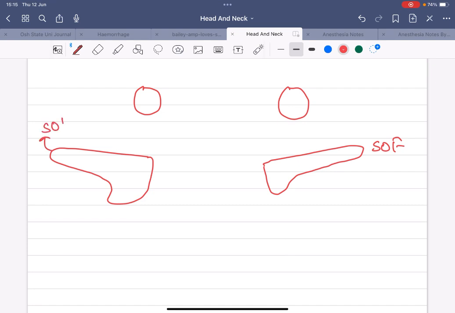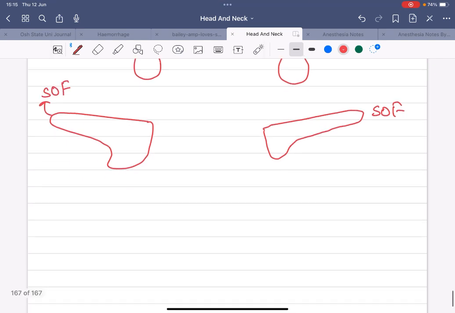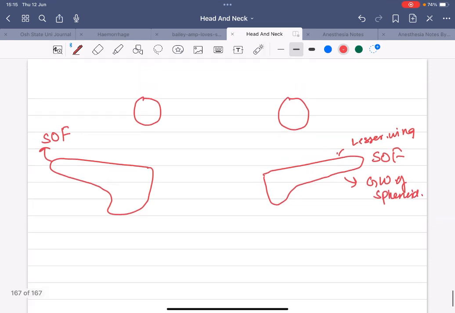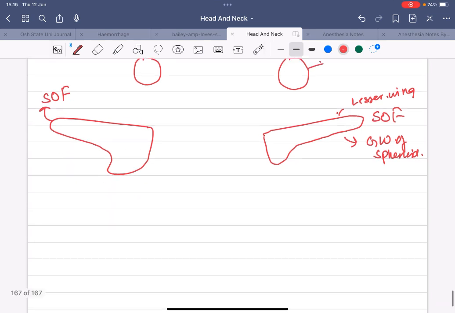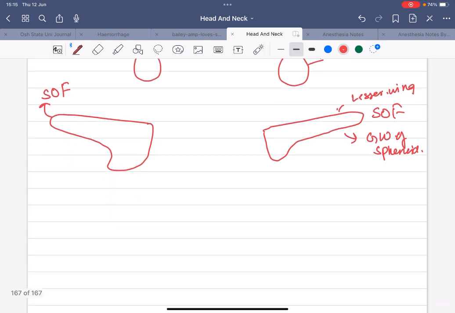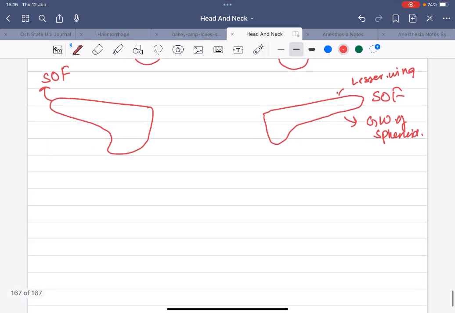Now, a very important point. See here, this is your lesser wing of the sphenoid bone, and this is your greater wing of the sphenoid bone. So this is the orbit. Please remember, the orbit is also forming the floor of your anterior cranial fossa. Okay, now see here, here you have the ring of Zinn.